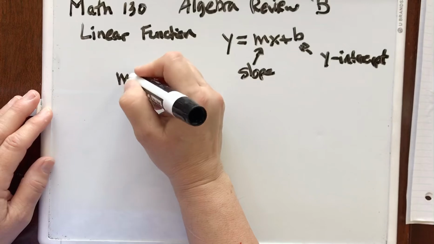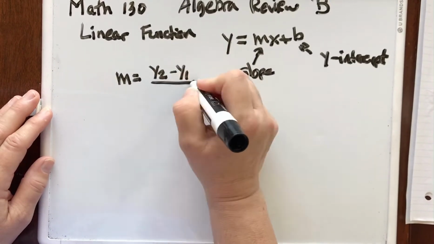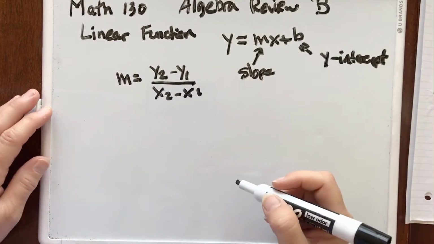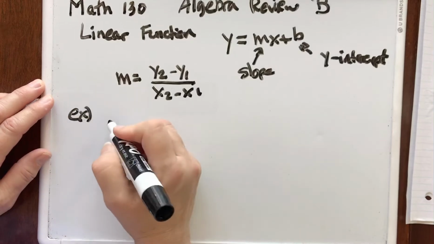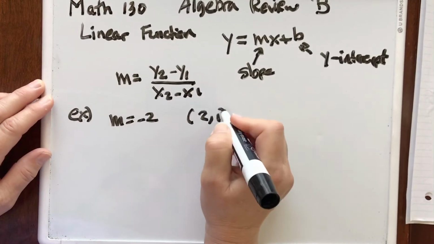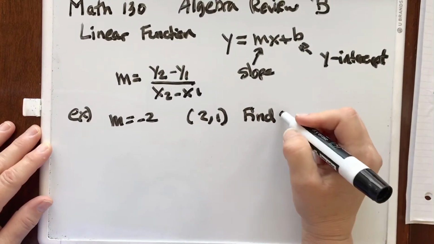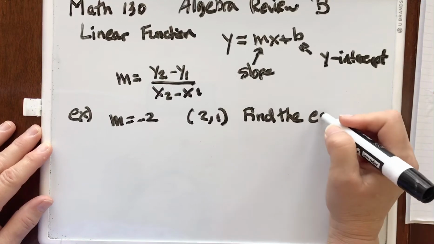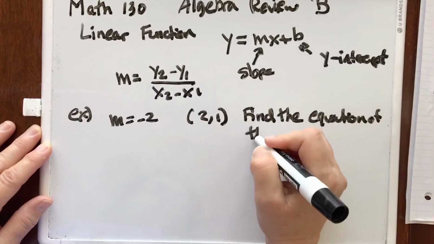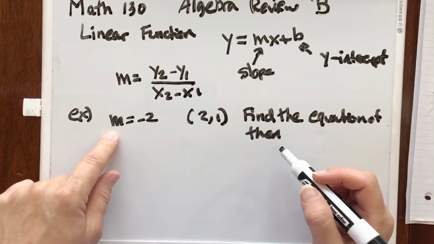We know the slope to be the change in the y's, y2 minus y1, over the change in the x's, x2 minus x1. Okay, so here's an example. Let the slope equal -2 and a point (2, 1). We're going to find the equation of the line that goes through this point and has this slope.